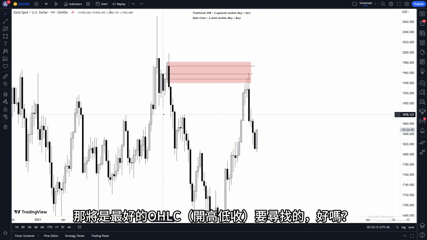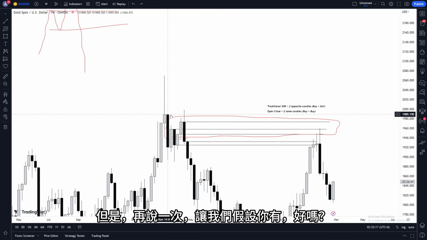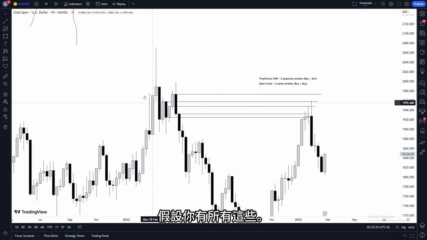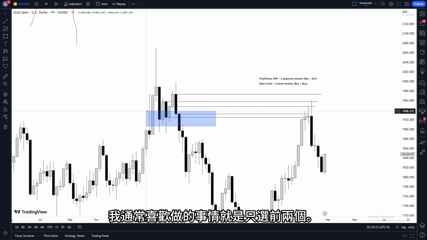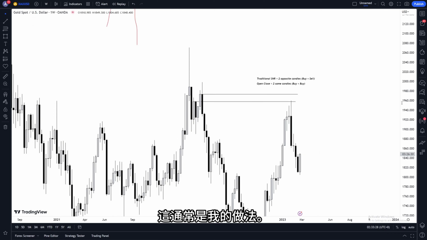Okay, but again, let's assume that you have all of this. My usual thing that I like to go for is just take the top 2. Just take the top 2. That's usually what I go with.